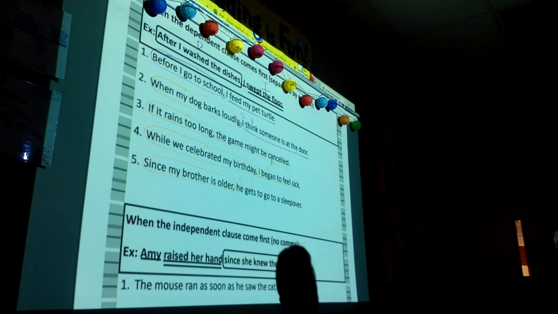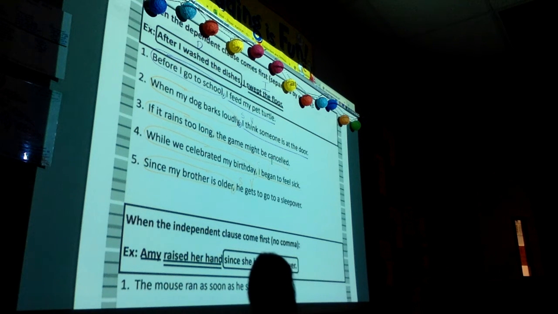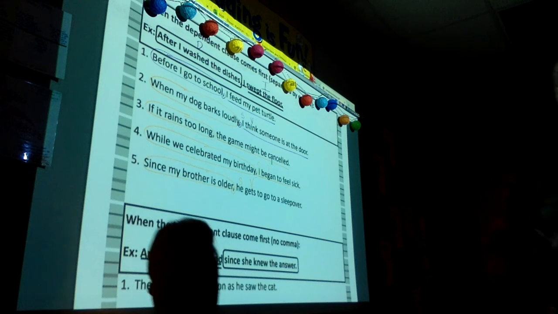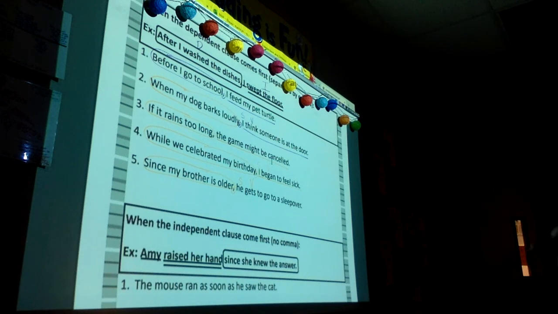Okay? So a dependent clause cannot be a sentence by itself, but an independent clause can. And that's the difference. Okay? In part 2, I'm going to show you what happens when the independent clause comes first.